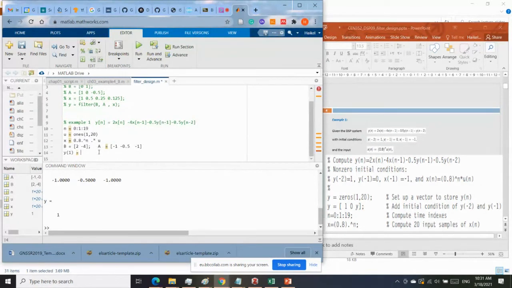So suppose I want to compute the first element of y. According to this formula, it will be 2 times x1 minus 4 times x0 minus 0.5 times y0 minus 0.5 times y minus 1.